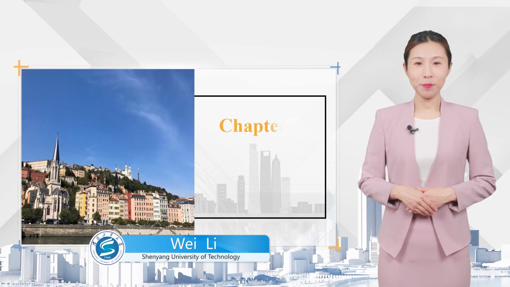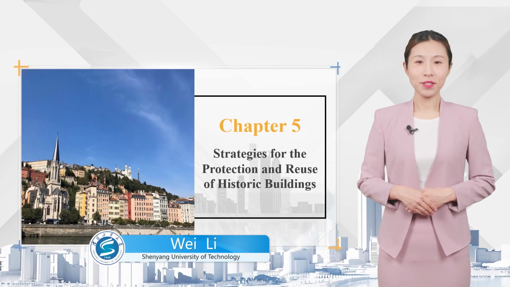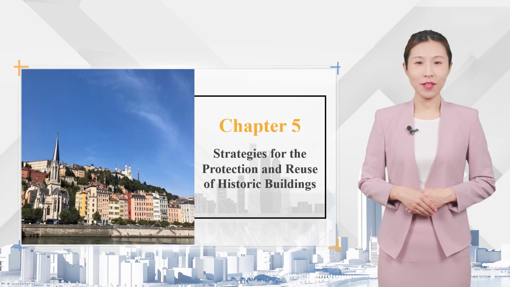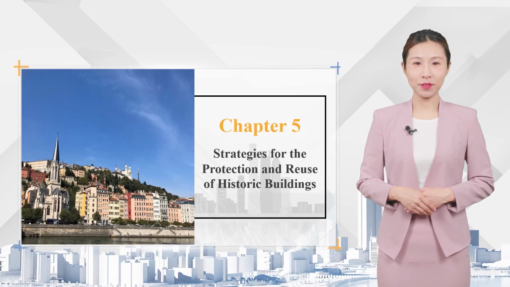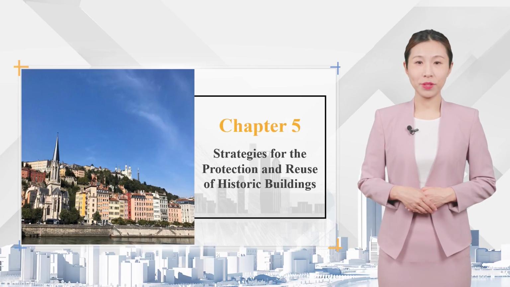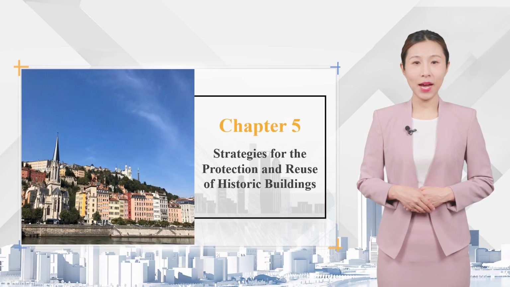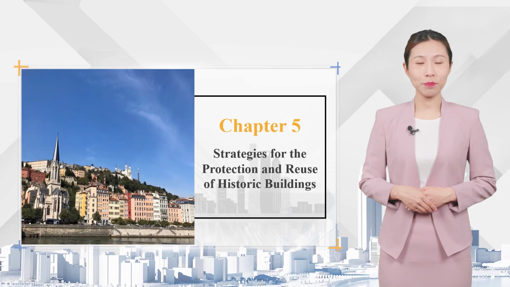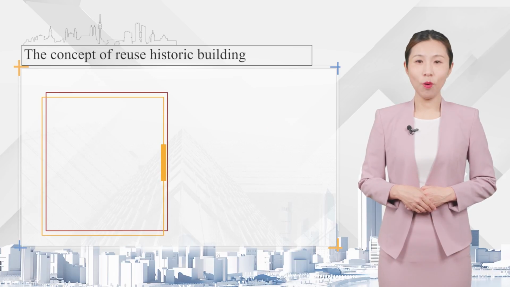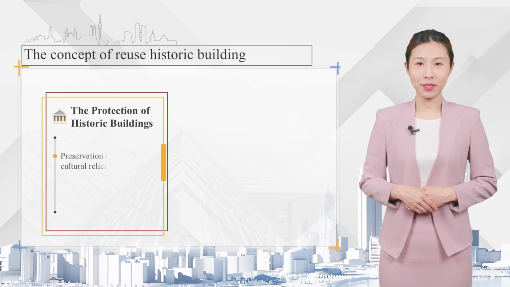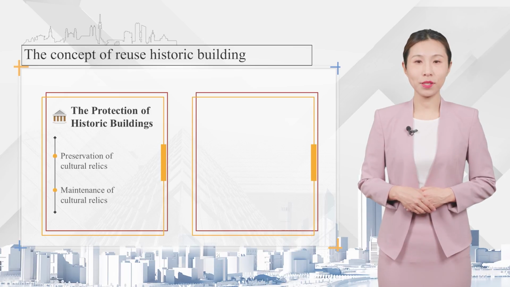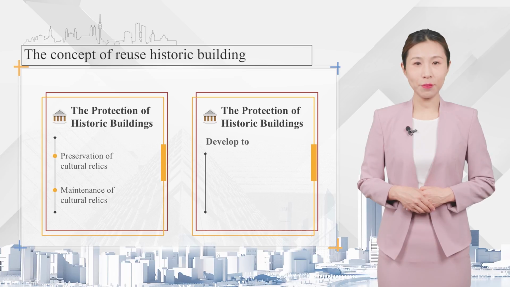In this section, we begin to study Chapter 5, Strategies for the Protection and Reuse of Historical Buildings. In the previous chapters, we have mentioned that the protection of historical buildings, in its development process, has evolved from the preservation and maintenance of cultural relics to the stage of focusing on the adaptive reuse of a large number of existing historical buildings in the city.